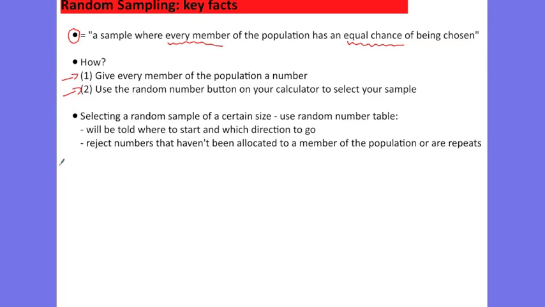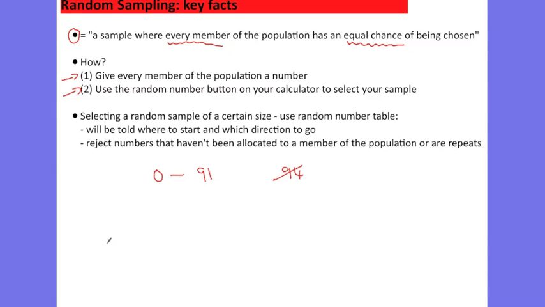Now, you may be given some random numbers and asked to select a random sample from a random number table. Really important. You will be told where to start and in which direction to go. You need to follow these instructions. Then, reject numbers that haven't been allocated to a member of the population. So if your population goes from 0 to 91 and 94 comes up, reject it because it hasn't been allocated to a member of the population. You must also reject any repeats.